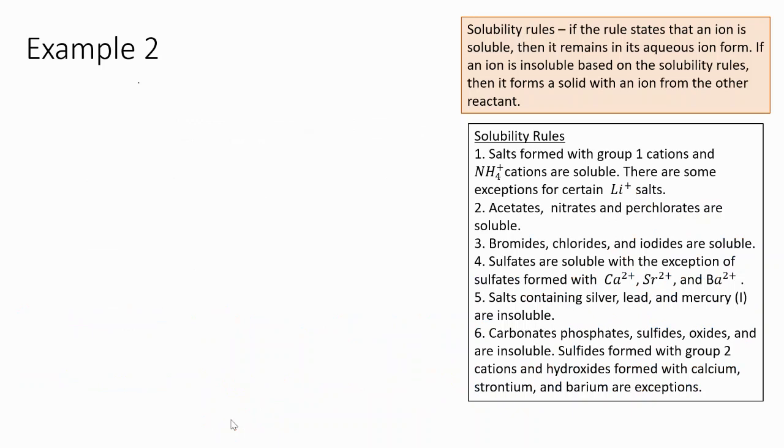We can use solubility rules to determine whether a solid will form in a displacement reaction. So if the rule states that an ion is soluble, then it remains in its aqueous form. If an ion is insoluble, then it forms a solid with an ion from the other reactant. I'm not going to read through these solubility rules, but we're going to leave them here so that we can refer to them in the example.